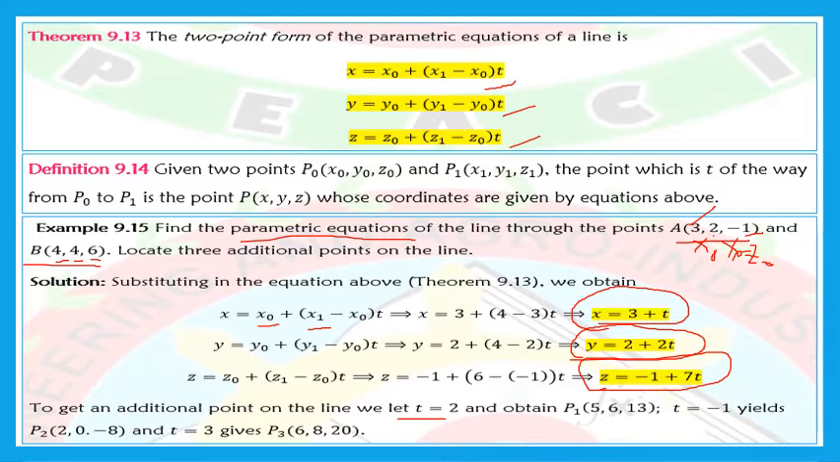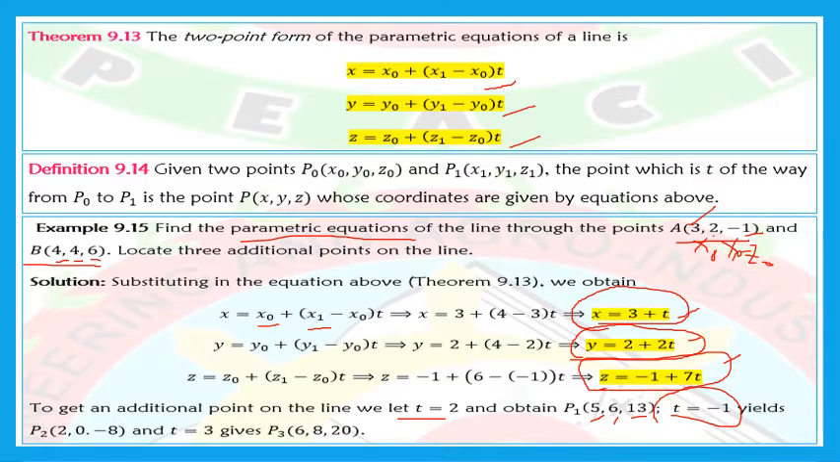Okay, so, substitute lang natin dito kung t is equal to 2. Kung t is equal to 2, we have x is equal to 3 plus 2 is 5. Okay, so ito siya. Kung dito naman sa y, 2 plus 2 times 2 is 2 plus 4, 6, diba? And then kung t is 2, magiging z is equal to negative 1 plus 7 times 2 is 14 minus 1, 13. If we let t equals negative 1, substitute natin dito class sa parametric equation na na-obtain natin, ang makukuha natin na points is 2, 0, and negative 8.